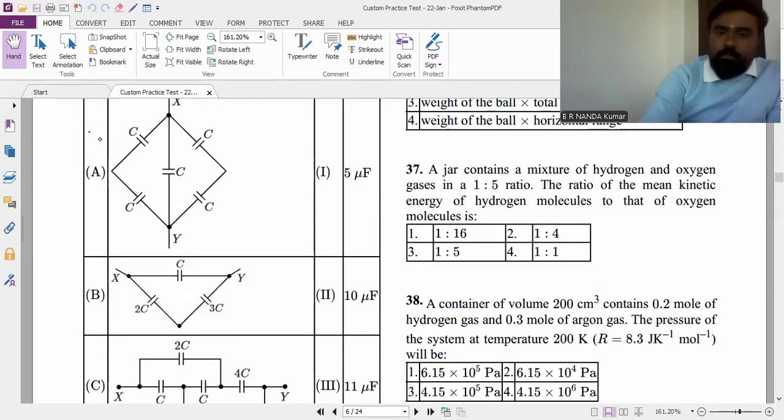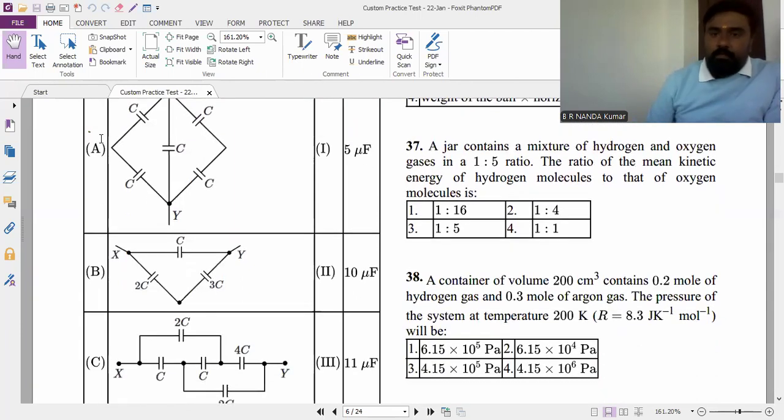Question number 37. A jar contains a mixture of hydrogen and oxygen gases, in the ratio 1:5. The ratio of mean kinetic energy. So the formula is 3 by 2 kBT. It does not depend on the nature of the gas, it depends on the temperature. Here the temperature is constant. So the ratio of kinetic energy of hydrogen to oxygen is 1 by 1, that is 1:1. The fourth option is the right answer.